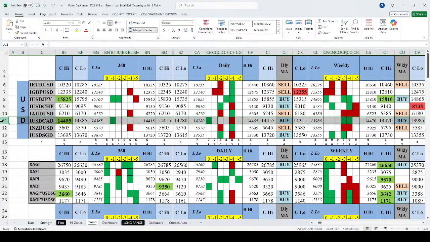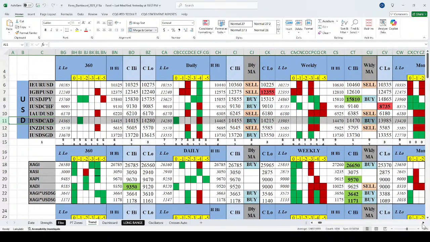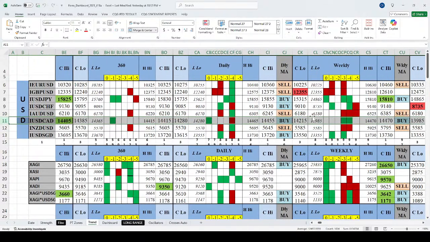The next currency we are looking at is dollar CAD. Dollar CAD, hourly is flat with an upside bias. Daily is an uptrend. Weekly is flat with an upside bias, and monthly is also flat with an upside bias. Which means to say buy and hold, or cautious buy.